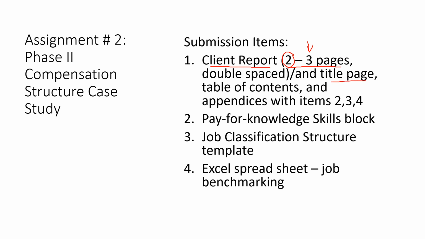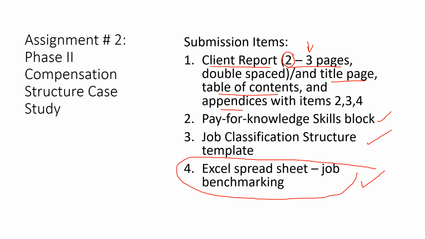It should include a title page, a table of contents, and appendices. In the appendices, you will have the pay for knowledge skill block, the job classification structure, and the Excel spreadsheet. Although actually probably only these 2 will you put in your appendices. Likely because this is an Excel, you can submit this separately, or you can do screenshots of your Excel spreadsheet and put it into your Word document as an appendices.